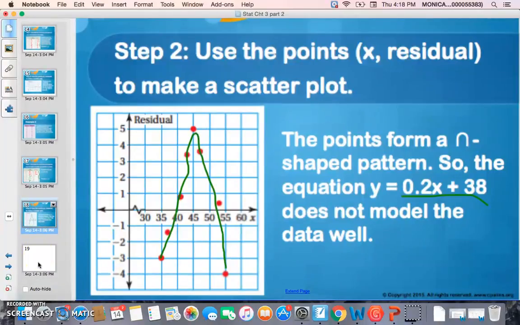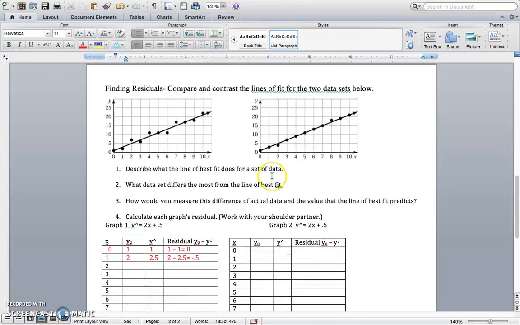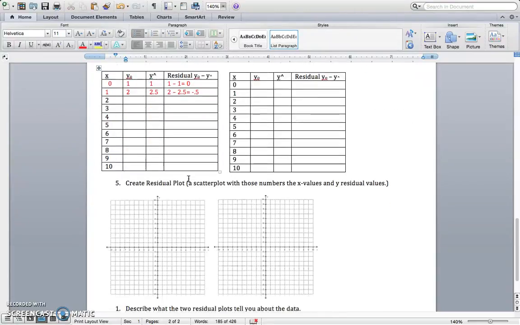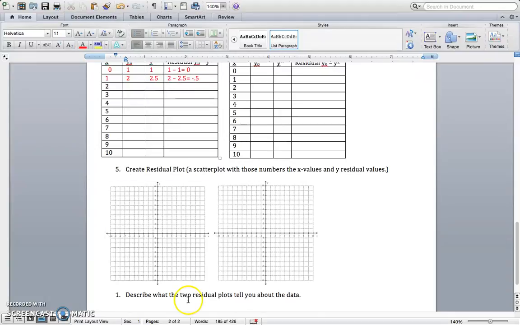At this time, you have your notes sheet. On the back of your notes are some practice problems, finding residuals, compare and contrast the lines of fit for two data sets below. We've got this data set and this data set. You may work with your team or work independently and check your answers with the people at your table to describe what the line of best fit does for this set of data, how these are differing, what are the residuals, and then go ahead and determine what the residual plots eventually tell you about these two data points.